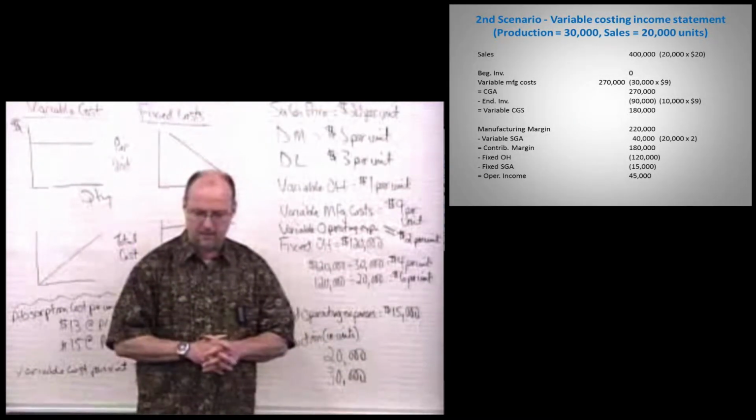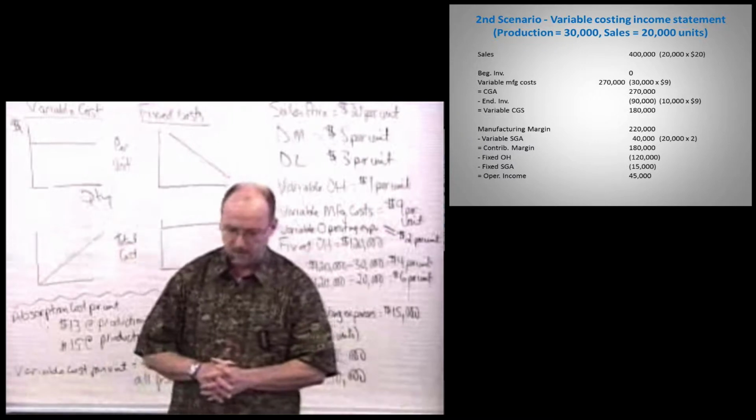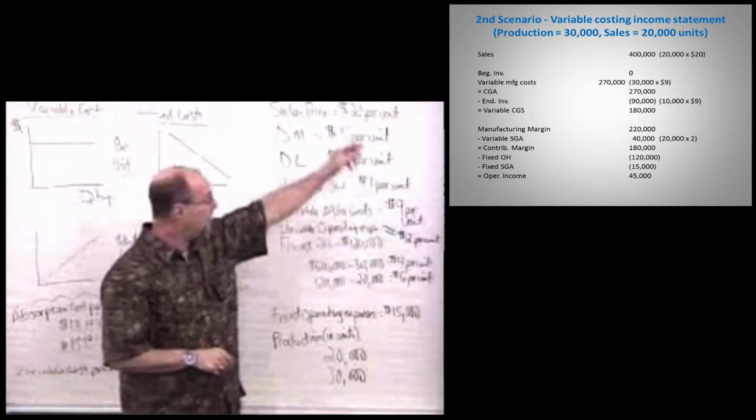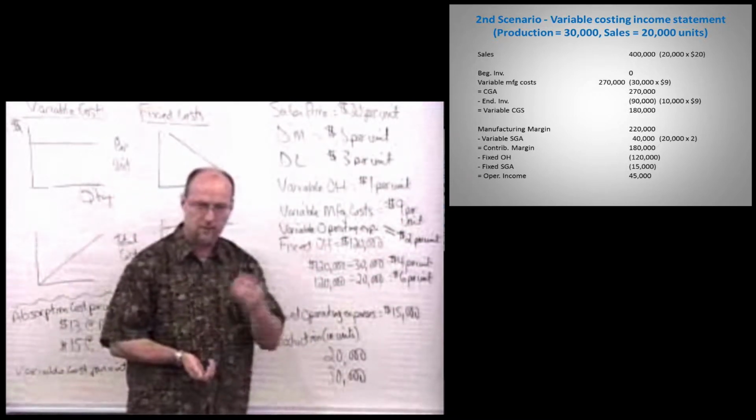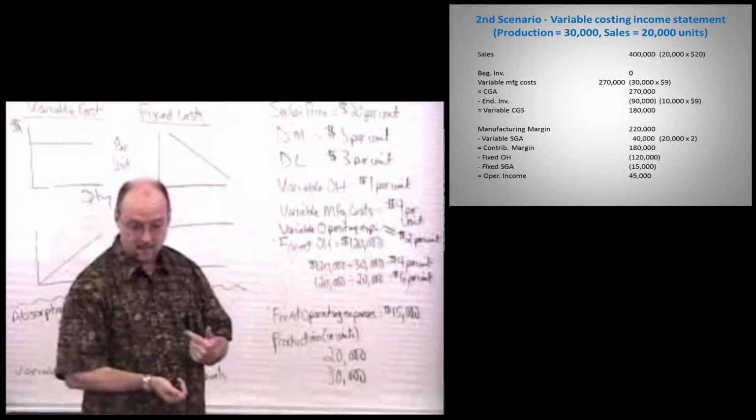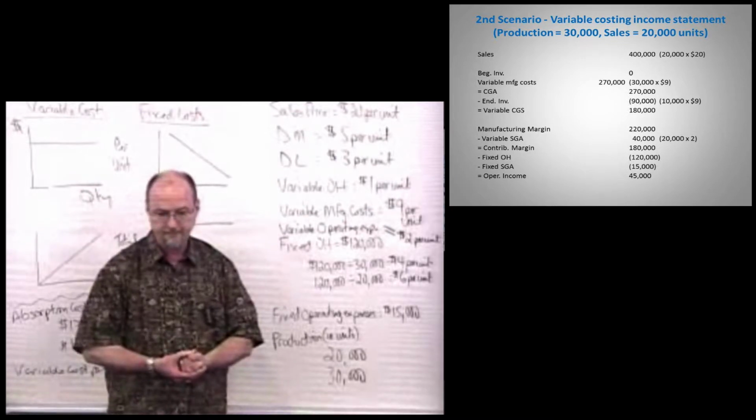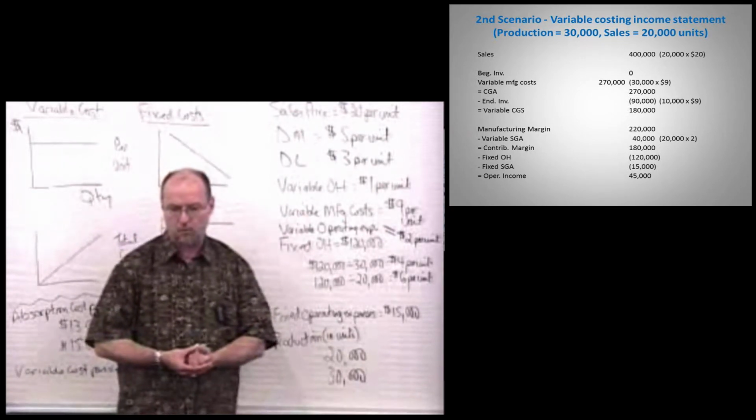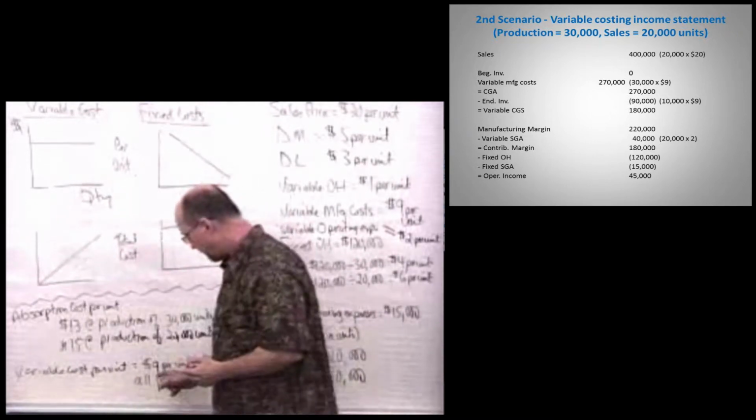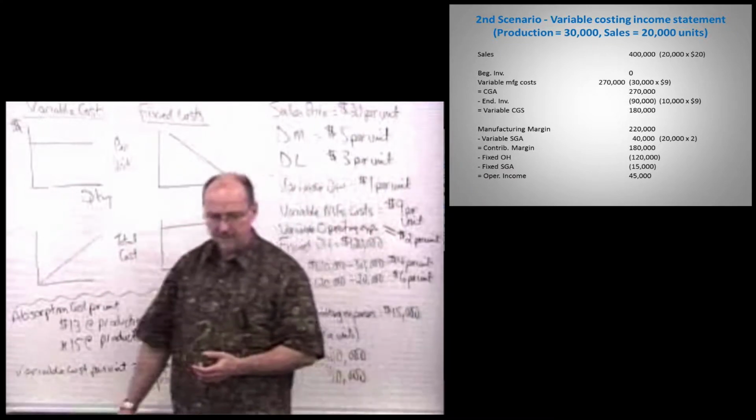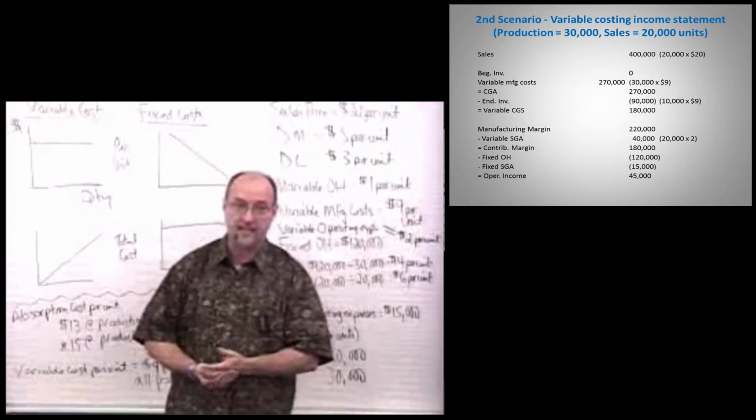Under variable costing, we produced 30,000 units. We sold 20,000 units. Revenue, 20,000 units, again, times 20, 400,000. My variable manufacturing costs, direct materials, direct labor, variable overhead, $9 per unit times the 30,000 produced gives me 270,000. My ending inventory will be 90,000: 10,000 units in ending inventory at a variable cost per unit of $9. Variable cost of goods sold will be 180,000. 270 minus 90 equals 180.